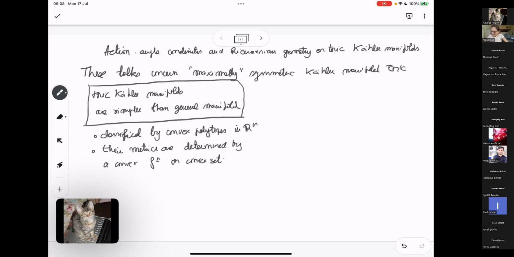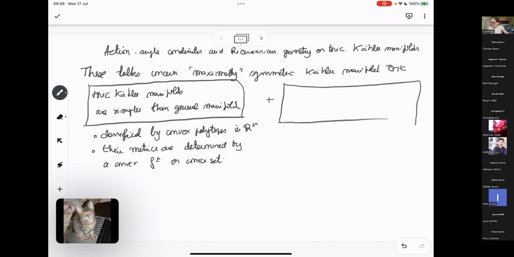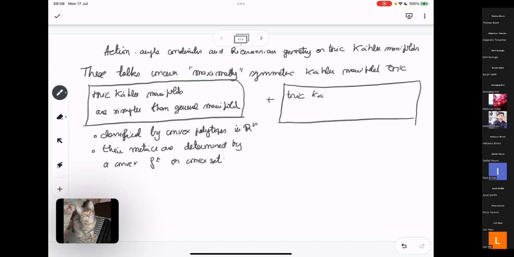But then the other side of the story is that although they are simpler, they exhibit rich behavior. Toric symplectic manifolds are what I would call geometrically rich. So I'm being very informal here. And what do I mean by that? I mean that somehow they exhibit sort of generic behavior in many geometric problems that we've looked at on them, or for many geometric problems.